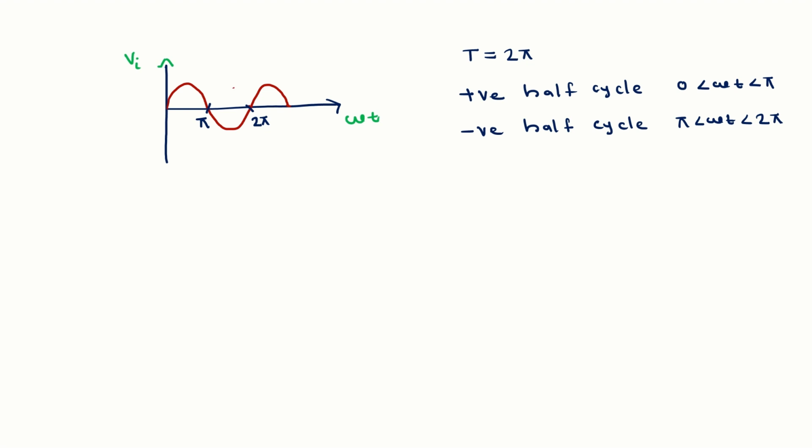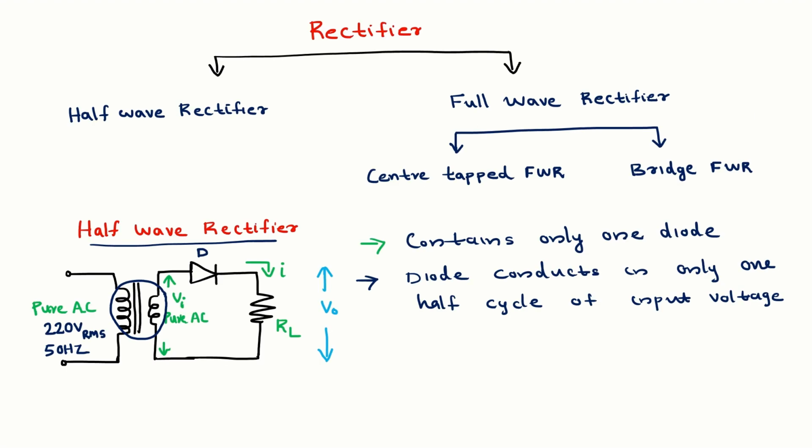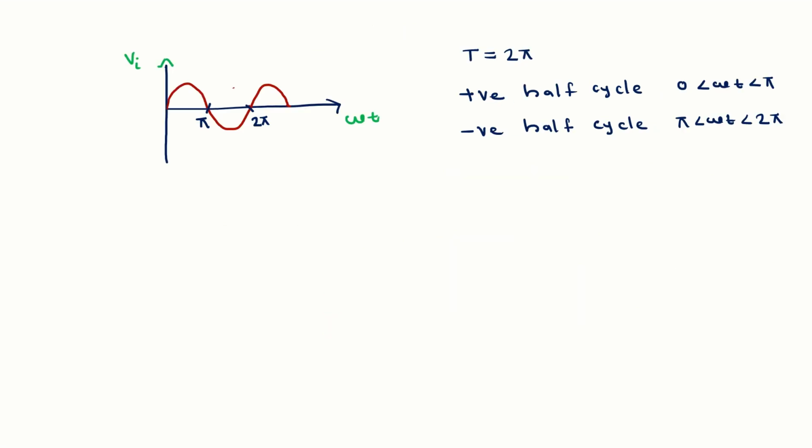I will explain in this diagram in which half cycle the diode is conducting. Okay, before going to that, let me explain one more notation. So I can write Vi. Already I have stated that Vi is an AC signal.